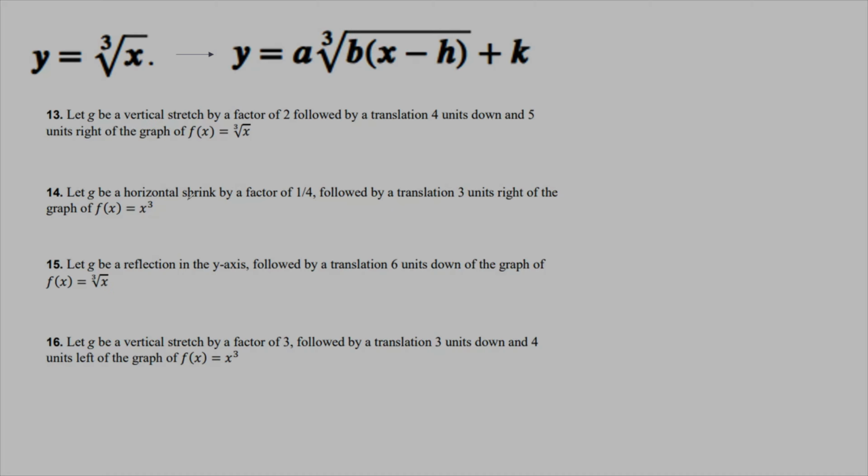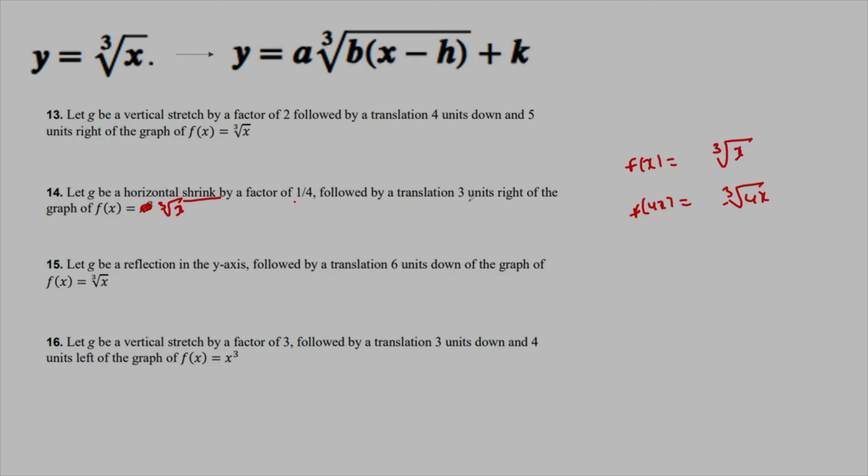Next we say g be a horizontal shrink. Now say horizontal shrink, that means the number should be multiplied, which should be greater than 1. So if this is my function, it will be cube root of x. So horizontal shrink, that means if my f of x equals cube root of x, then 1 over 4, the reciprocal is 4. So my function will become 4x. So it's like 4x cubed.